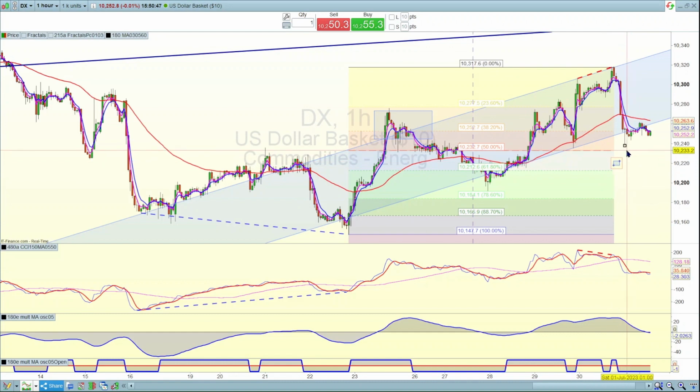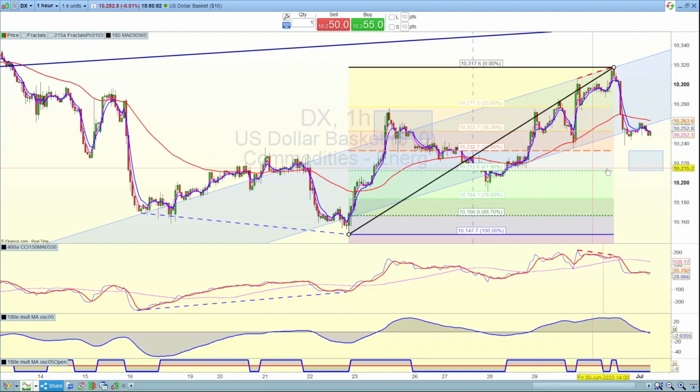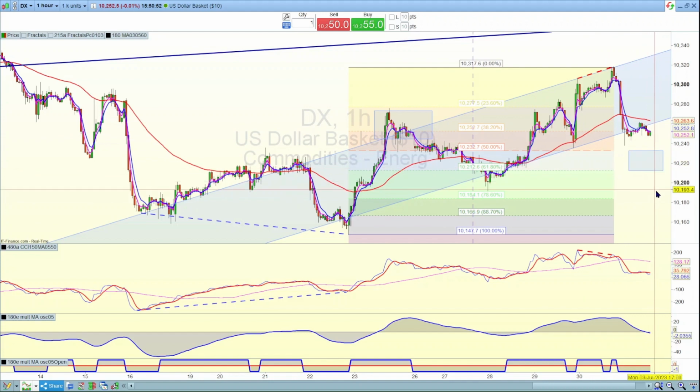We get very conservative targets here. We don't get anything too greedy. That'll be our initial target between the 50% and the 61% level. Now if it breaks through that, we're going to see further declines, but that'll be our initial target area of this little range, this little divergence here. So that's where we are at the moment.